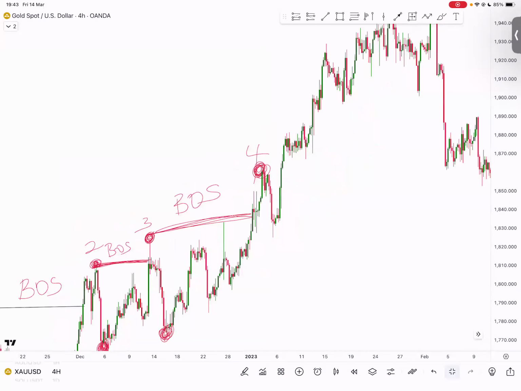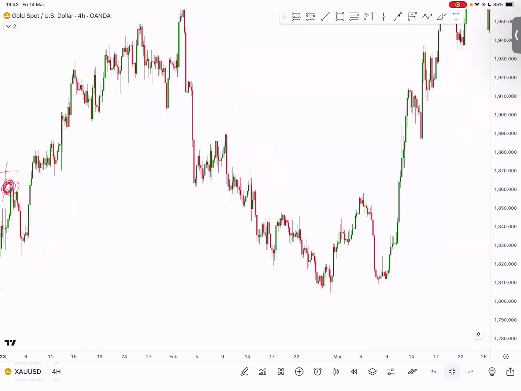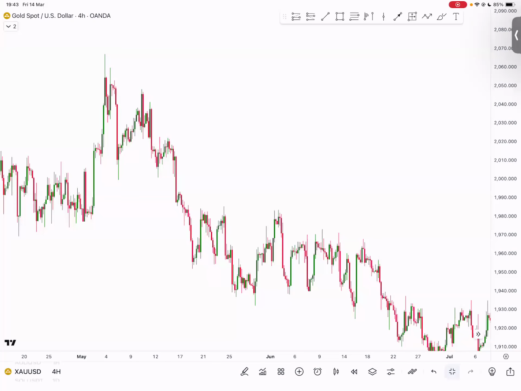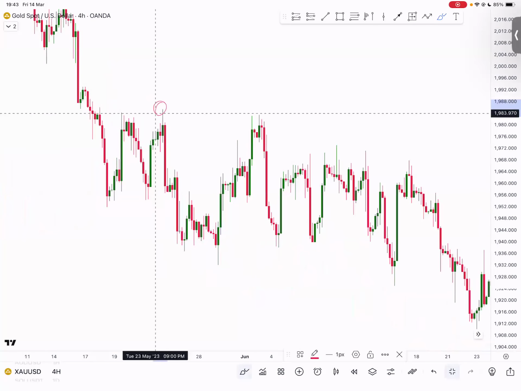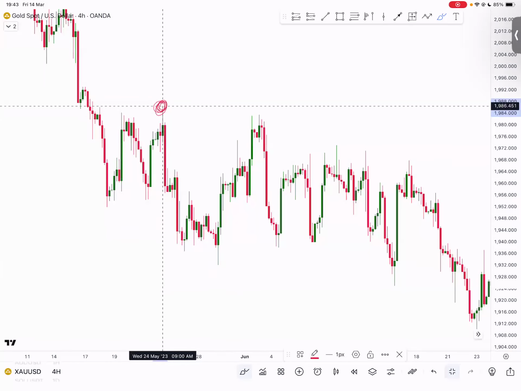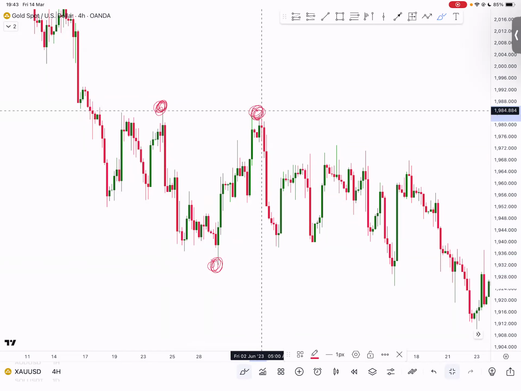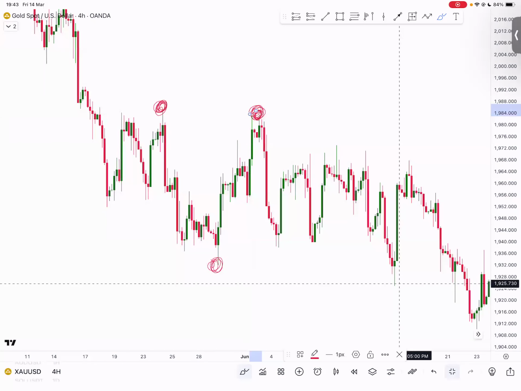And in the case of a downtrend, let me see. Okay, something like this. We have a high at this point, and we have a low at this point. We have a high at this point that is lower than the previous high, and we have a low that is lower than the previous low.